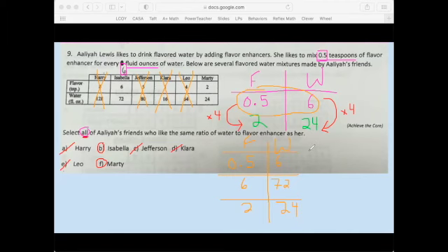I can say that all of these ratios are equivalent. I'm not going to spell it all out, so I'll just stop at equivalent. These three ratios are equivalent. That means they follow the same pattern.